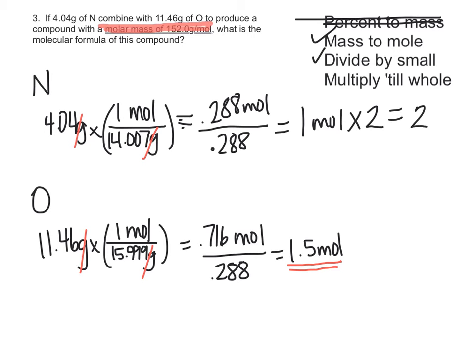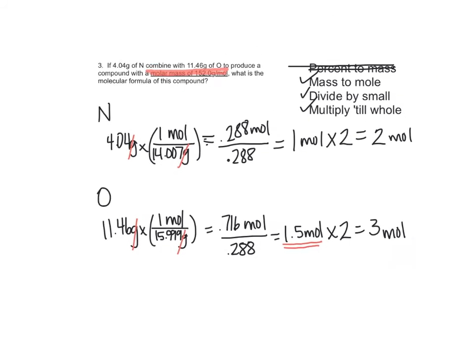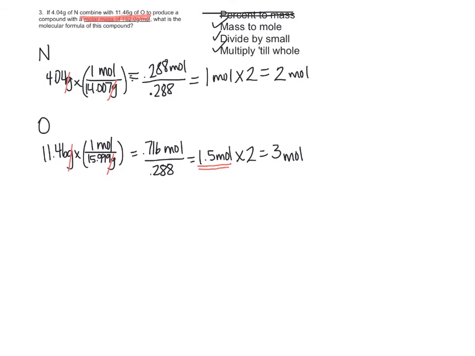So here I'm going to get 2. And I'm going to multiply this one by 2 to get 3. So now I have whole numbers. And I completed step 4. And so I'm ready to write down my empirical formula. So I'm going to zoom us out a little bit to give us more space.